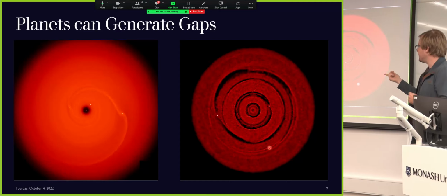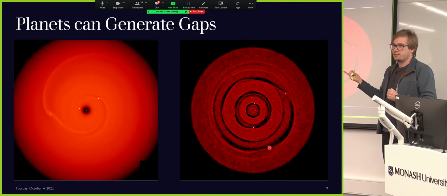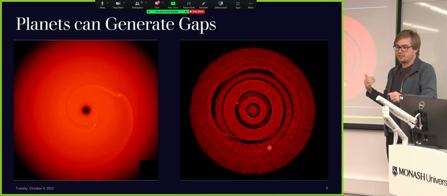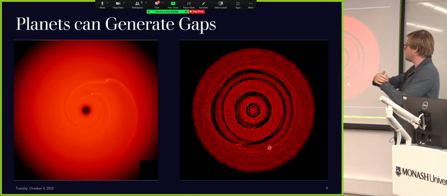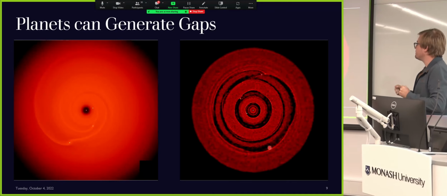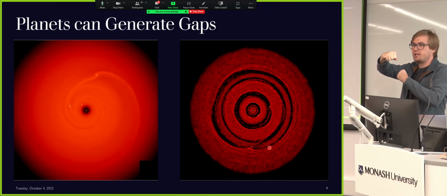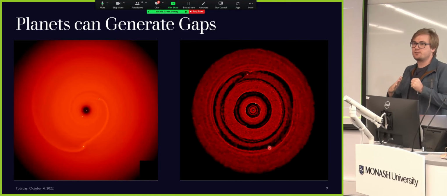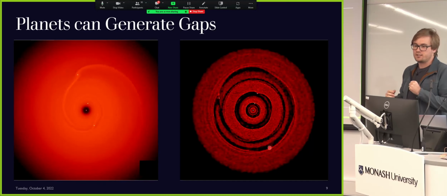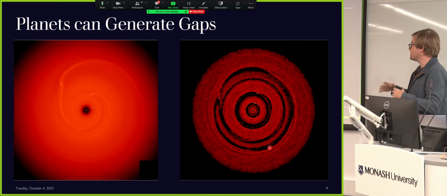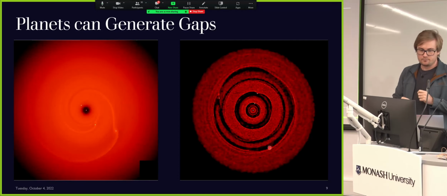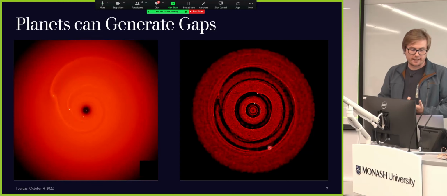In this example here, the dust grains are basically being torqued by the planet. So a dust grain on the outside of the planet basically gets pulled forward by the planet, and so it gains angular momentum, and so it moves to a higher orbit. The dust grains inside the planet's orbit get dragged or pulled back, so they lose angular momentum, so they fall inwards a bit more.